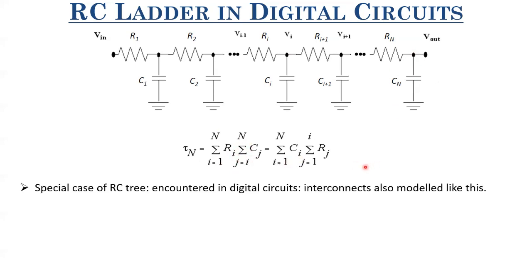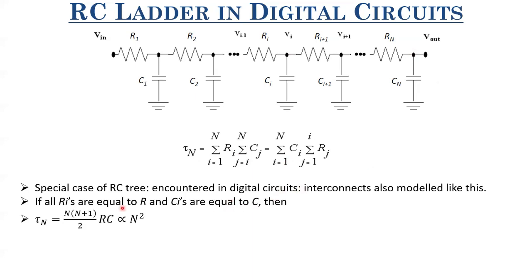And once you do that, it comes out as n times (n plus 1) by 2 times RC, if all these resistances are equal and all these capacitances are equal. That is the special case. When all these resistances are equal to R and all these capacitances are equal to C, then this tau n comes out as n(n+1)/2 RC. I would encourage you to derive this on your own.